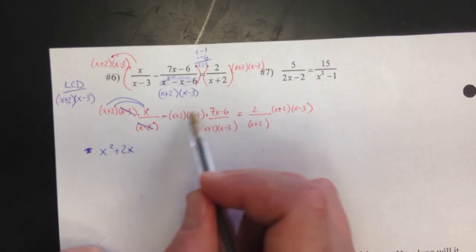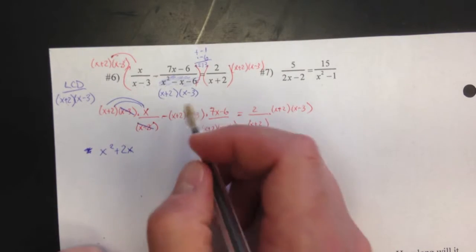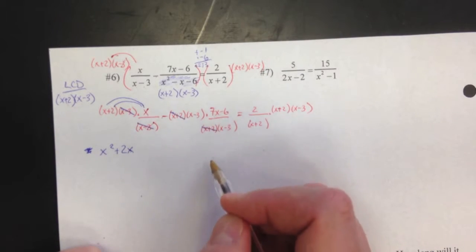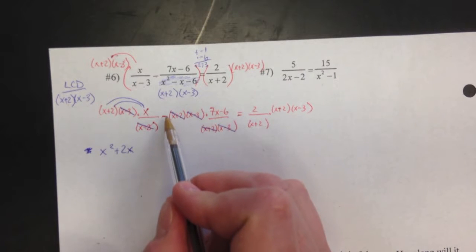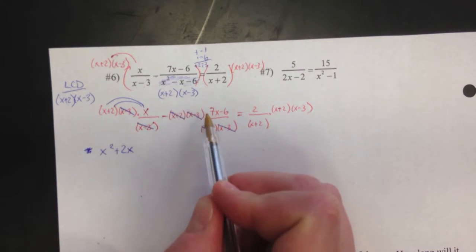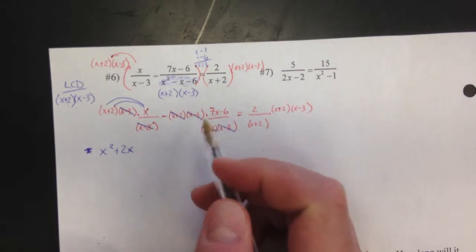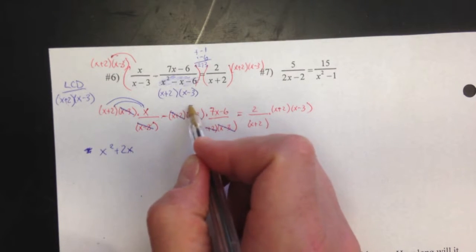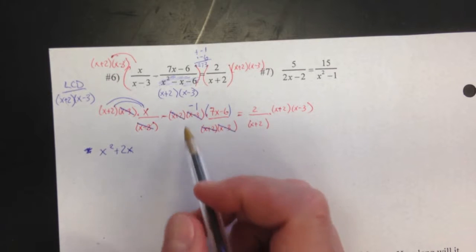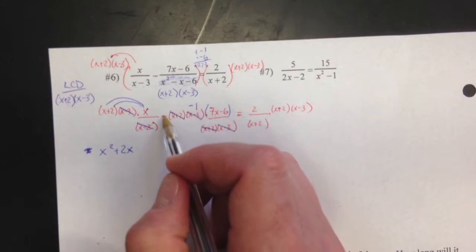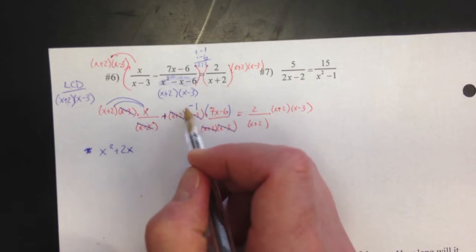Okay, come to the second term. X plus 2 divided by itself is 1. X minus 3 divided by itself is 1. Now what this is, that's minus 7x minus 6. Think of that as a negative 1 times 7x minus 6. So I'm going to distribute. Okay, so instead of minus, I'm going to write that as plus a negative 1.